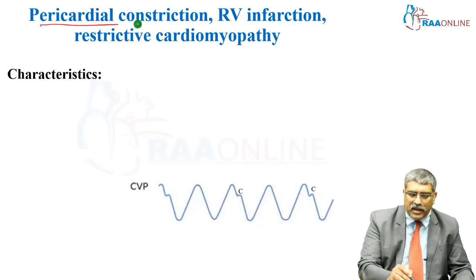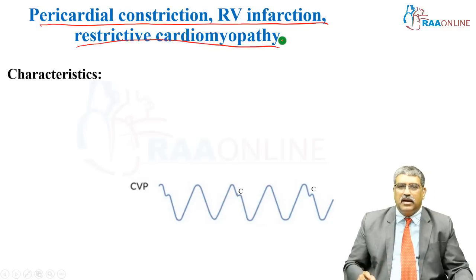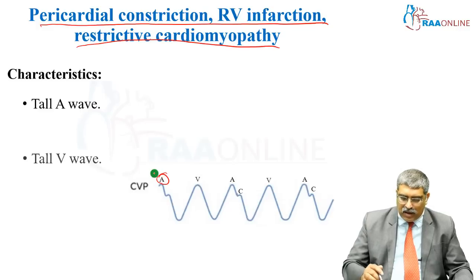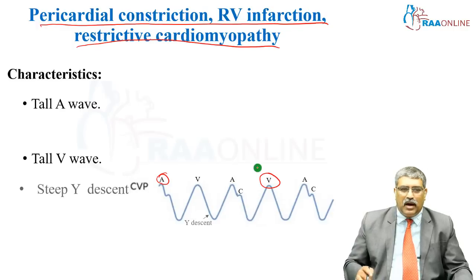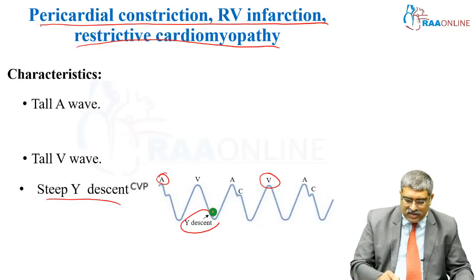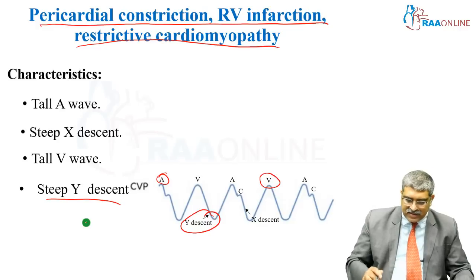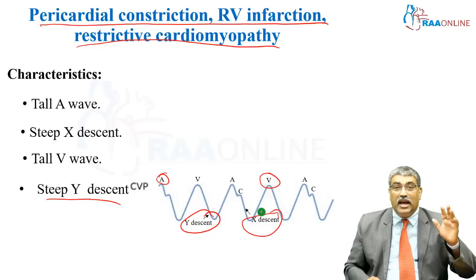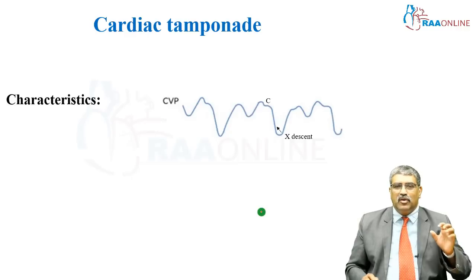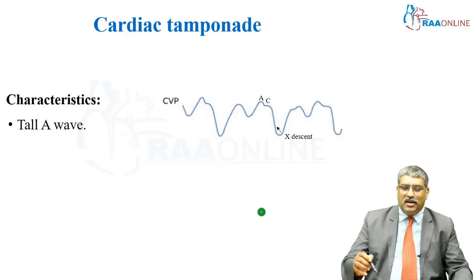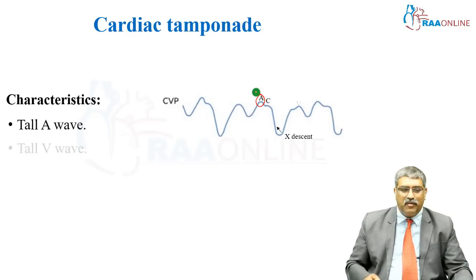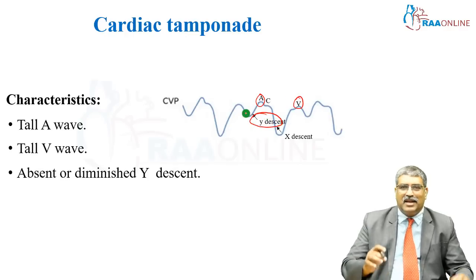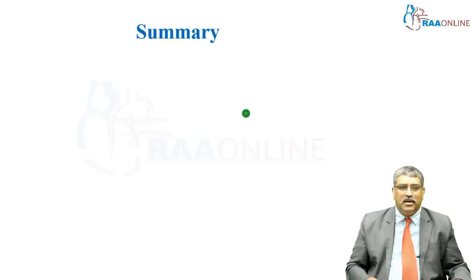Now coming to pericardial constriction, RV infarction and restrictive cardiomyopathy. Here you have a tall A wave and a tall V wave, and the Y descent is steep as well as the X descent is also steep. You have steep X and Y descents as well as a tall A and tall V wave. Coming to cardiac tamponade, here you have a tall A wave, tall V wave and an absent or a diminished Y descent.